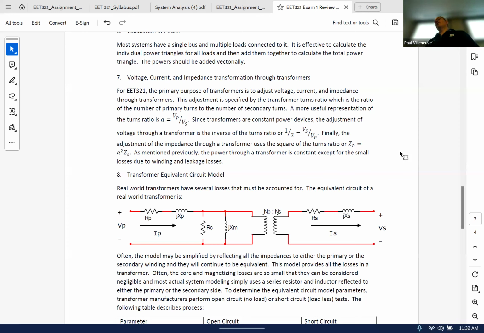And since power in transformers is generally considered constant power, we did the derivation here, but the inverse of the turns ratio is what you get for current.